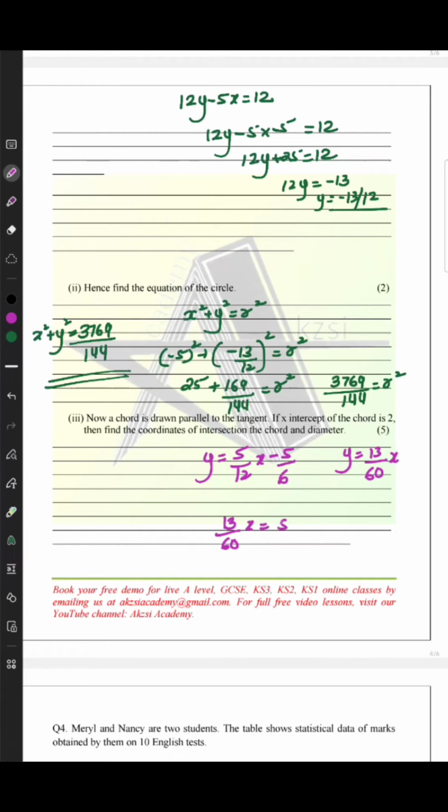13/60x equals 5/12x minus 5/6. So bring it here. That will be 13/60x minus 5/12x, and I need to make their denominators the same by finding the LCM, which is 60. So multiplied by 5 and multiplied by 5. So this will give me 13x minus 25x over 60 is equal to minus 5/6.